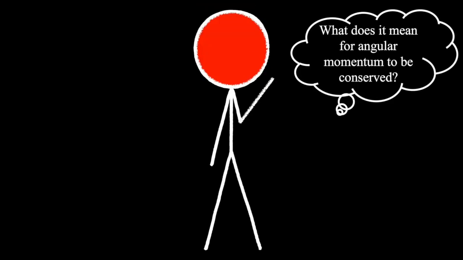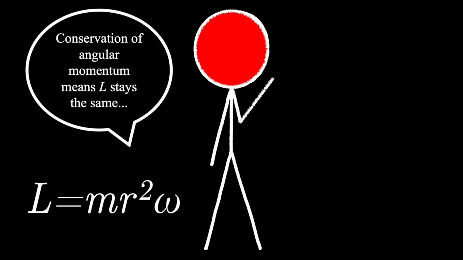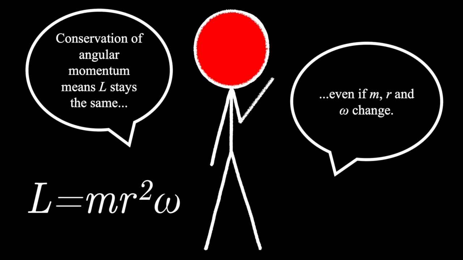Let's think about what it means for L to be conserved. The reason that we define L in this way is that it has the useful property that when there are no external torques, it stays constant, no matter how we adjust omega, m, and r. Mathematically, this means that the derivative of L, how quickly the angular momentum changes with time, is zero, because it isn't changing at all.